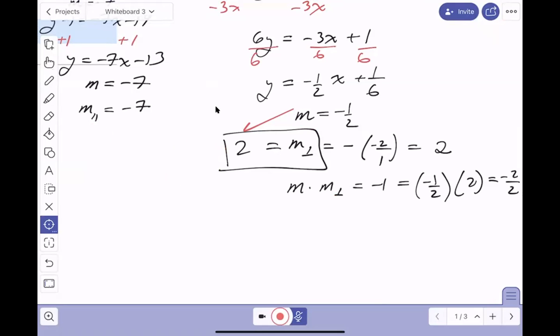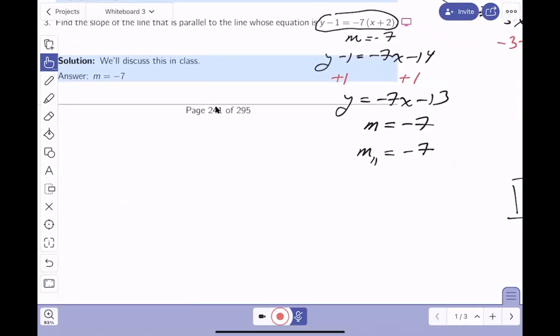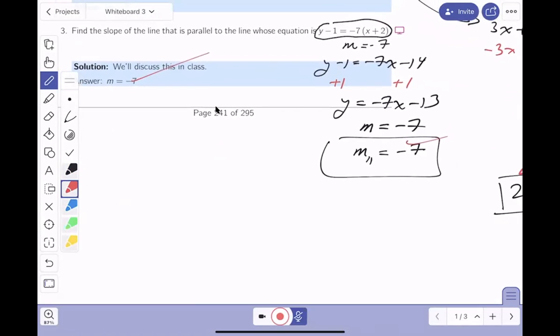Well, what's the slope of a parallel line in this case over here? Again, we're doing problem number 3. It has to be equal, so it's minus 7. All right, put a box in that. I'll get my red thing out, and I'll just simply check it off. All right, let's go to the next one, number 4.